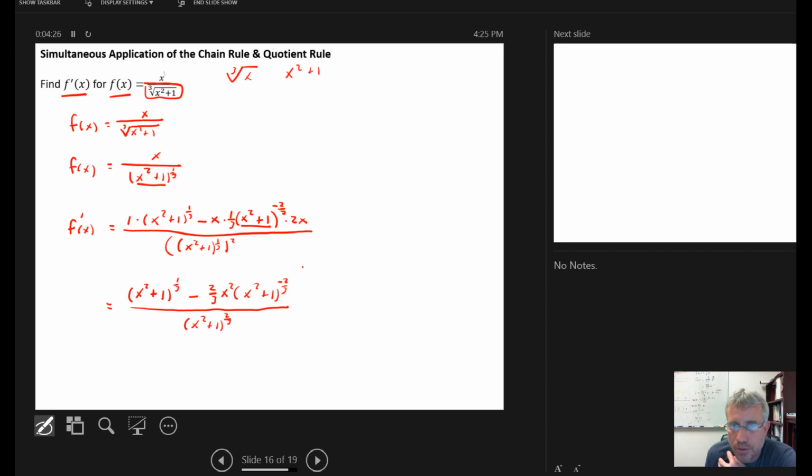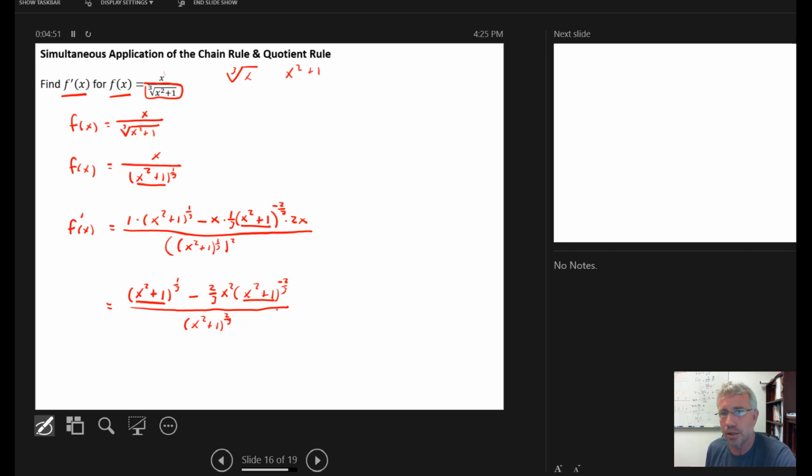So now we're going to take a look at what's going on here, and what I want to notice is that the base x squared plus 1 is showing up in the denominator, but it also shows up in the numerator. There are two terms in the numerator. It shows up here, x squared plus 1 and x squared plus 1. So we need to do some simplifying in the numerator.